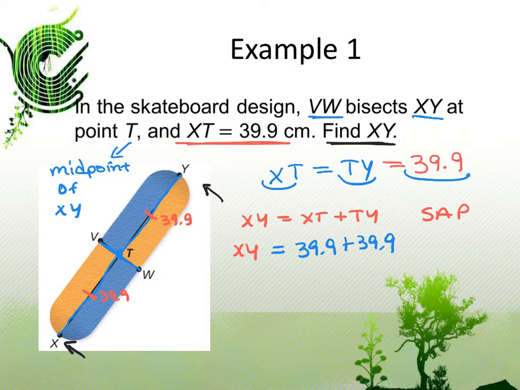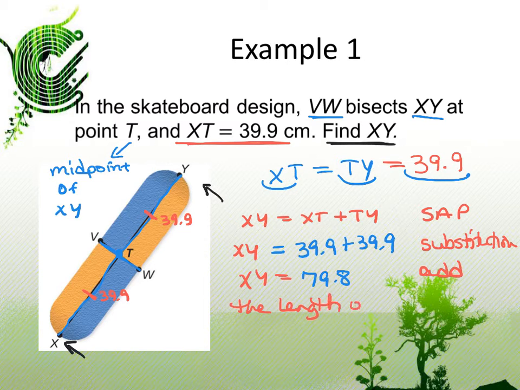Now this is just, you don't have to do this in your homework, write down these reasons, but I just want to maybe lead you into how we're going to write proofs in the next chapter. Next, what we'll do is we're going to add 39.9 plus 39.9, and I get 79.8. And in my reasons, I'm going to say that I added. So now what we can say is the length of XY equals 79.8 centimeters.